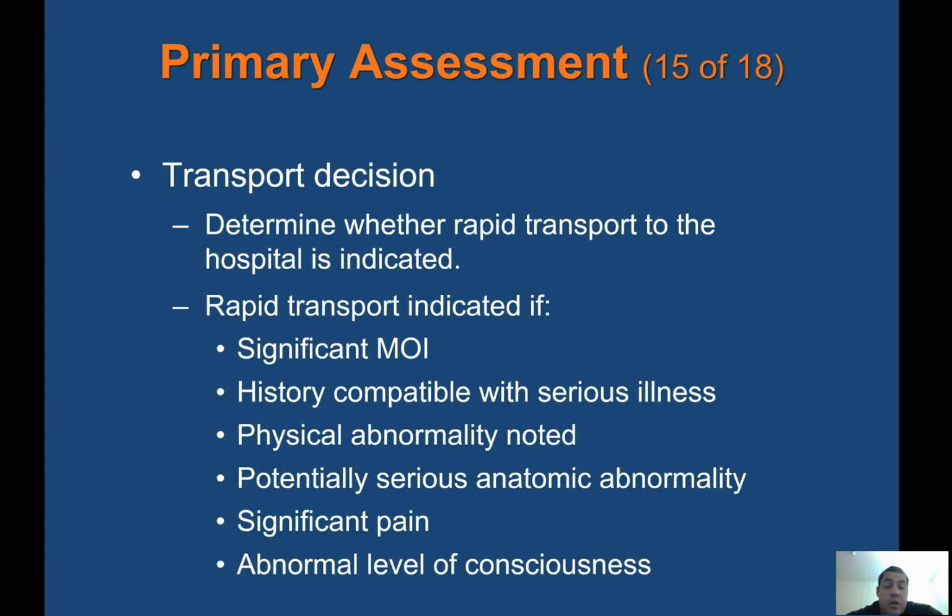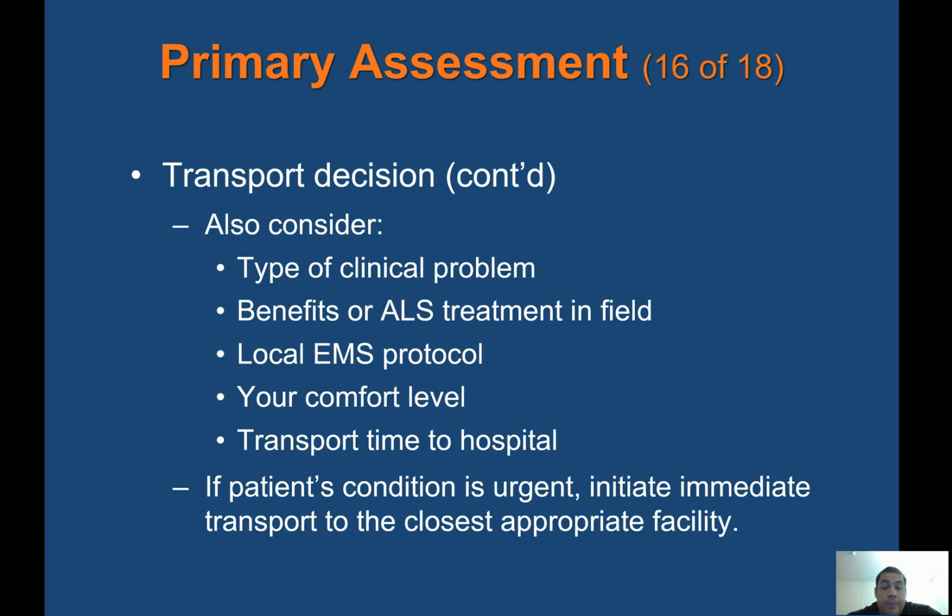Transport decision. Determine whether rapid transport to the hospital is indicated. Rapid transport is indicated if there is a significant MOI, history compatible with serious illness, a physical abnormality noted, or a potentially serious anatomic abnormality, significant pain, or abnormal level of consciousness.